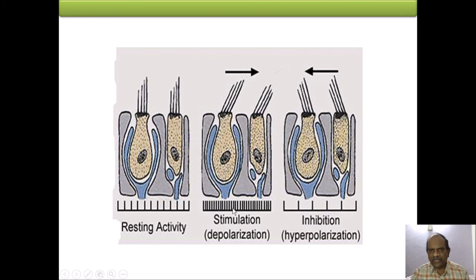When they are stimulated, there occurs the movement of the basilar membrane in the upward direction, and the stereocilia move away and cause depolarization. When they move in the downward direction, the hair cells move in the opposite direction, and this is called hyperpolarization. Depolarization causes stimulation and hyperpolarization causes inhibition.